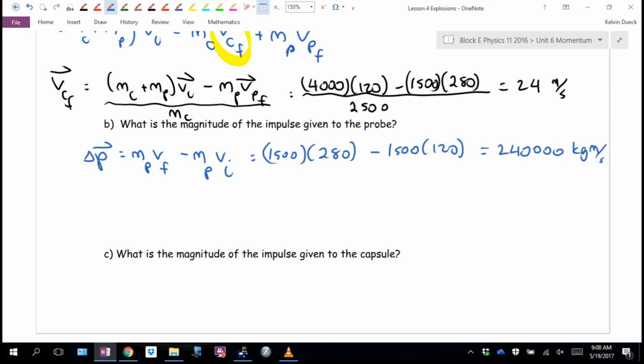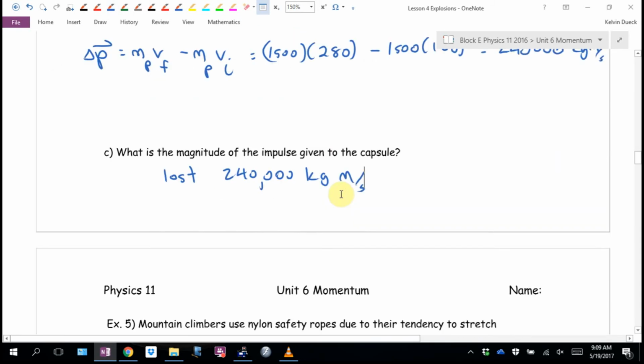Why can't I do part C without doing any work whatsoever? What's the answer to part C? If you said negative, Eric, I'd take that. Since it said magnitude only, I wasn't too fussy. But yeah, it lost that much. That's why the probe gained that much. With you so far?